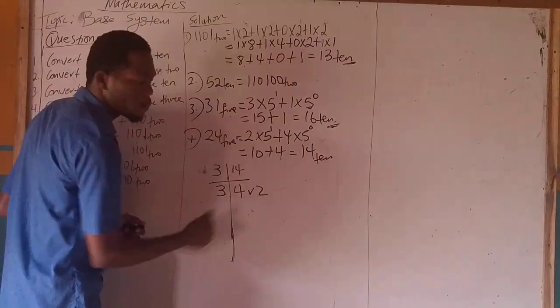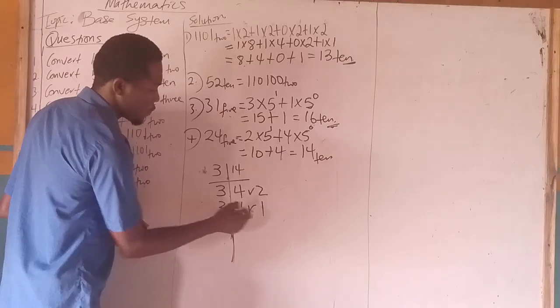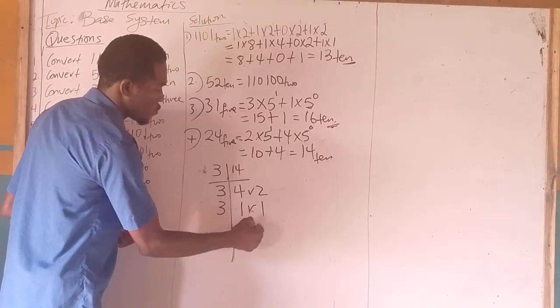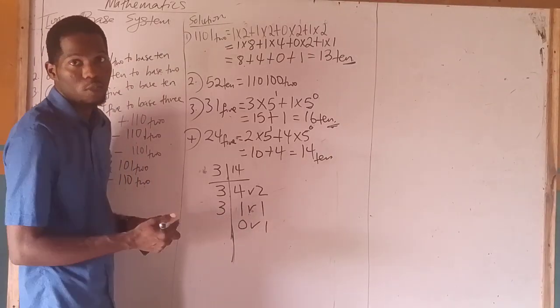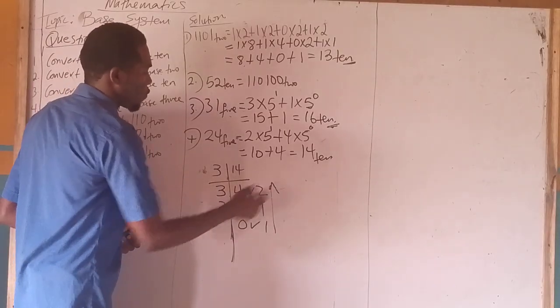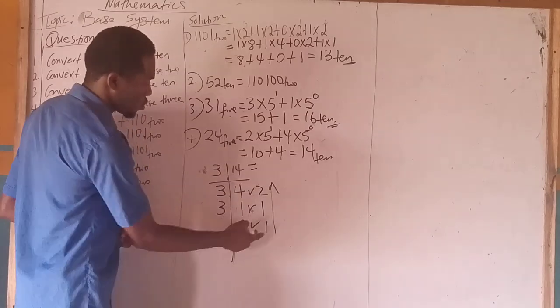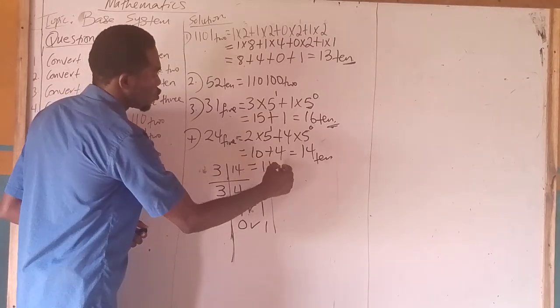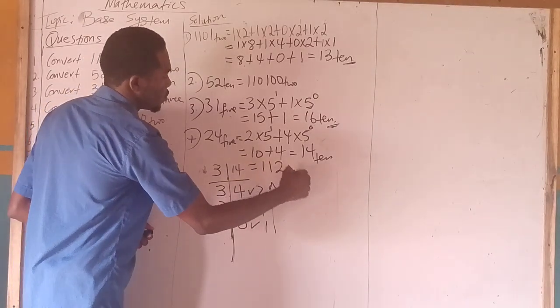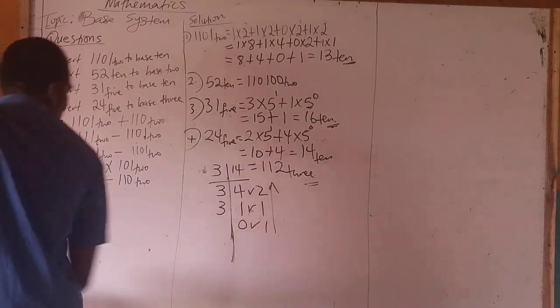Then 3 in 4. How many 3s can we find inside 4? Is 1, remain 1. How many 3s can we find in 1? Is what? 0 remainder 1. And you must make sure that this place gets to 0. So now take it from down to up. So we have what? 1 1 2. So 1 1 2 base 3. So that's the solution for that.